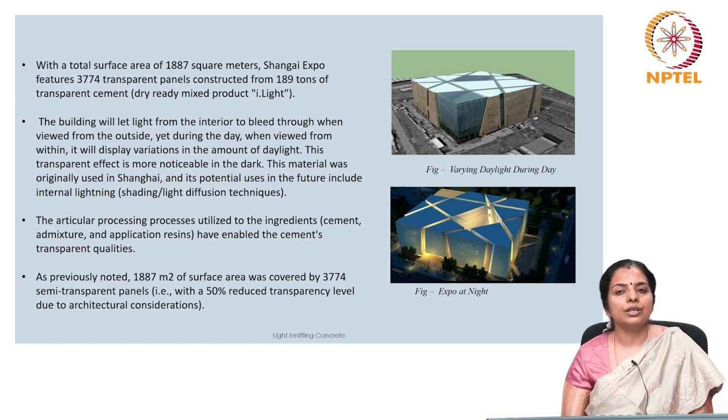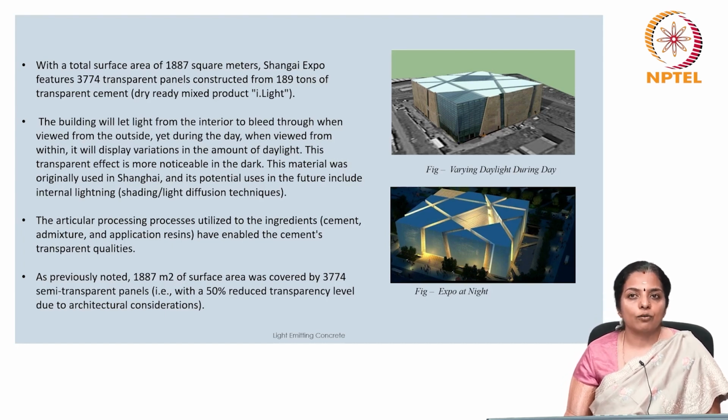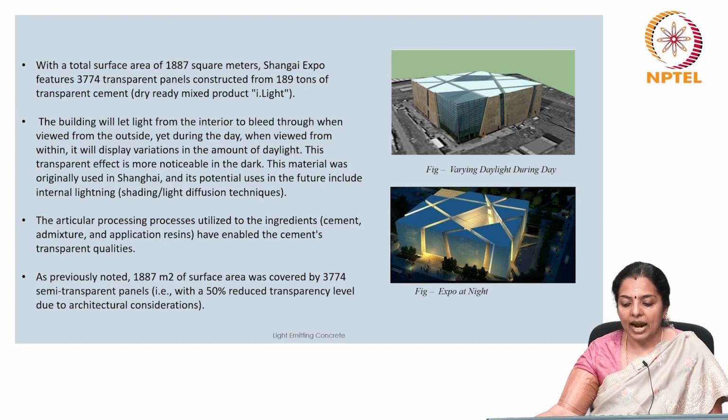This material was originally used in Shanghai, and its potential uses in the future include internal lighting for shading or light diffusion techniques. The particular processing, which is utilized on ingredients like cement, admixture and application resins, has enabled the cement's transparent qualities. As previously discussed, the 1887 square meters of surface area is covered with 3774 semi-transparent panels, which have 50% reduced transparency levels due to architectural considerations, and you can see the effect it has at night.